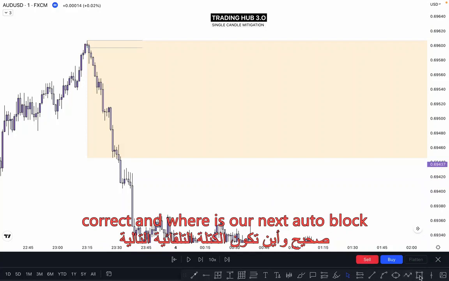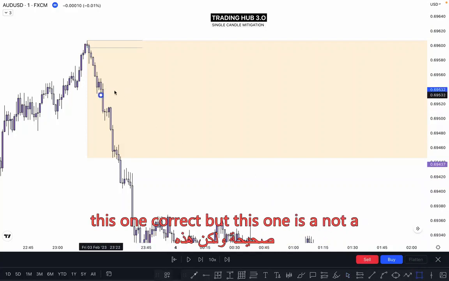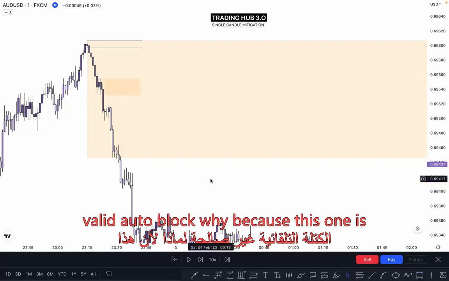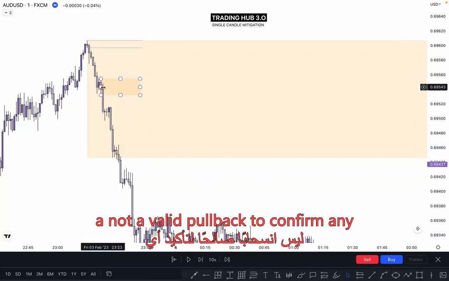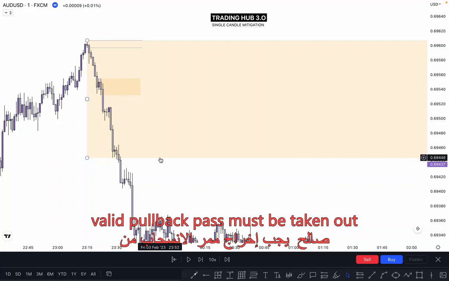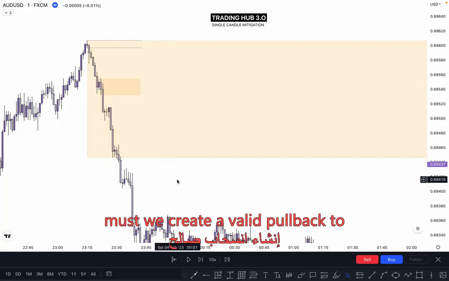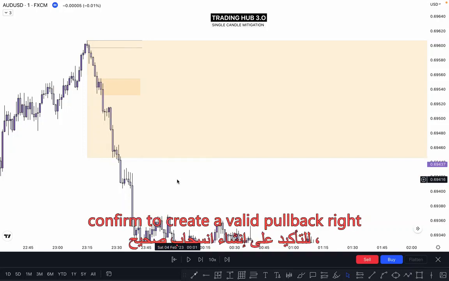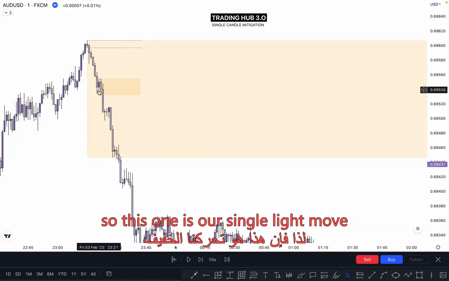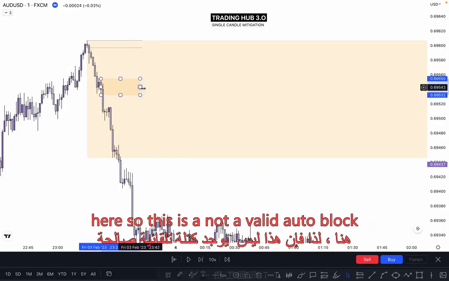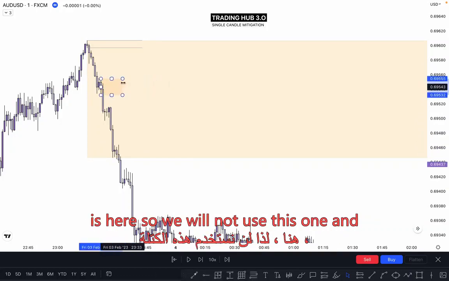And where is our next order block? This one, correct? But this one is not a valid order block. Why? Because this one is not a valid pullback. To confirm a valid pullback, price must take out the previous candle high or low. If it has not taken out the high or low, then the market must create a valid pullback to confirm one. So this one is our single leg move here. So this is not a valid order block, and we will not use this one.